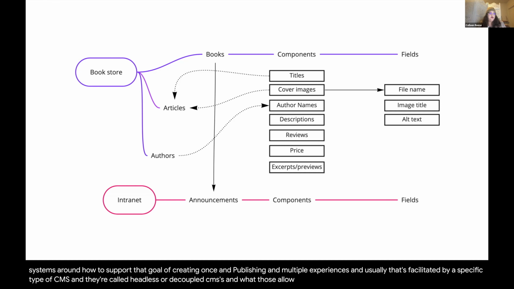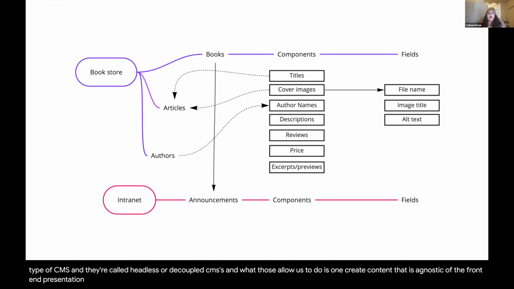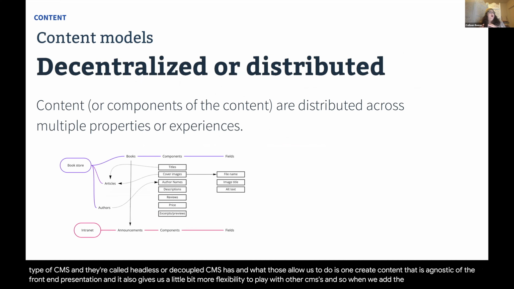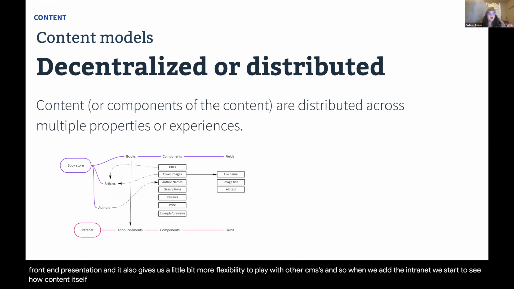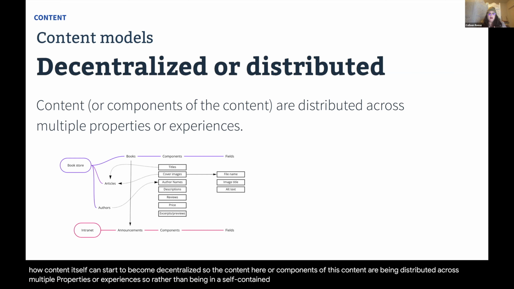And what those allow us to do is, one, create content that is agnostic of the front end presentation. And it also gives us a little bit more flexibility to play with other CMSs. And so when we add the intranet, we start to see how content itself can start to become decentralized. So the content here, or components of this content, are being distributed across multiple properties or experiences. So rather than being in a self-contained, centralized location, we're going to let this content live in other areas.